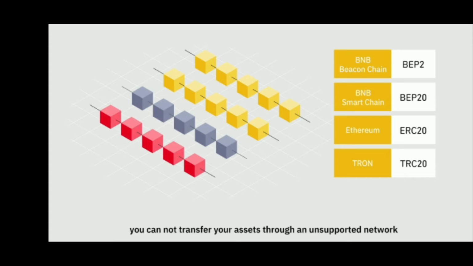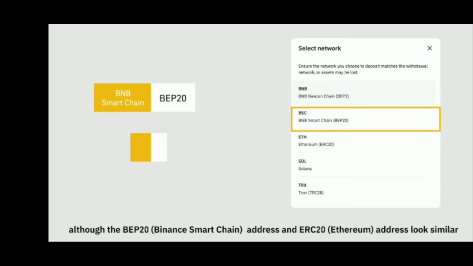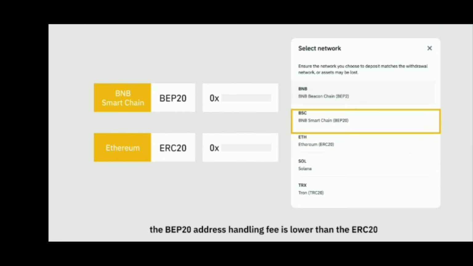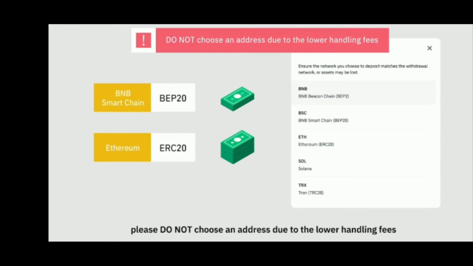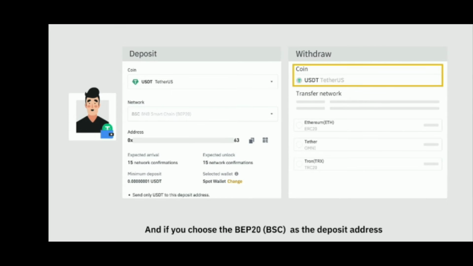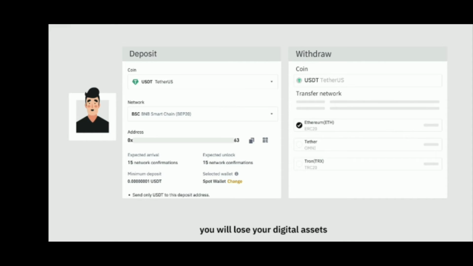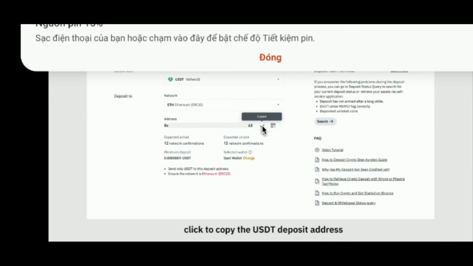We can see the networks as different banks, and keep in mind that you cannot transfer your assets through an unsupported network. For example, although the BEP20 address and ERC20 address look similar, the BEP20 address handling fee is lower than the ERC20. Please do not choose an address due to the lower handling fees. Make sure to select a supported network. And if you choose the BEP20 as the deposit address, but the withdrawal platform only supports the Ethereum network, you will lose your digital assets.